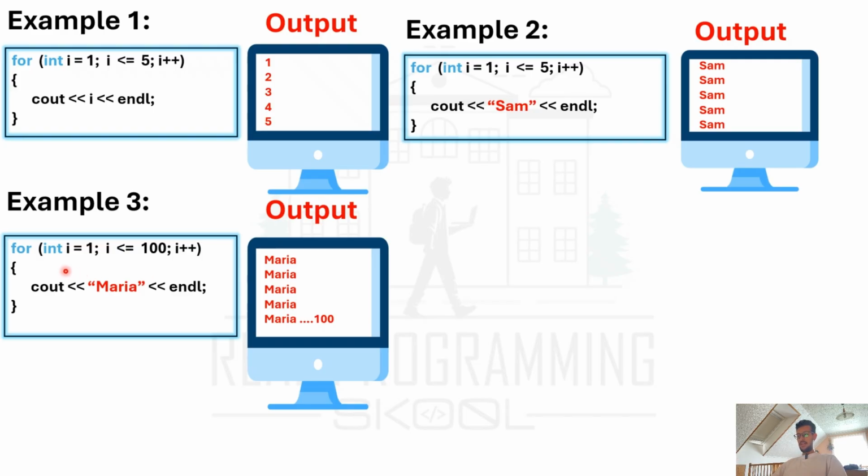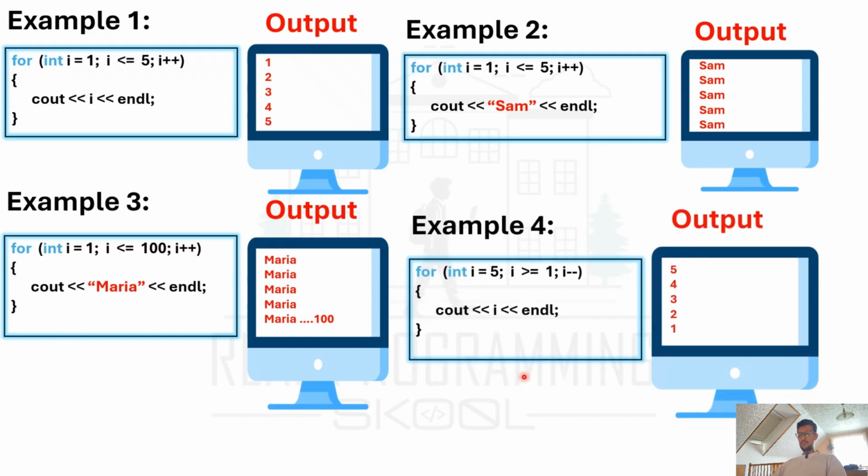For example, here we do initialization and we put I less than or equal to 100, not 5 this time, which means the compiler will check this condition 100 times. If it's true, the compiler will print Maria 100 times. So the output of this for loop is to print Maria 100 times.